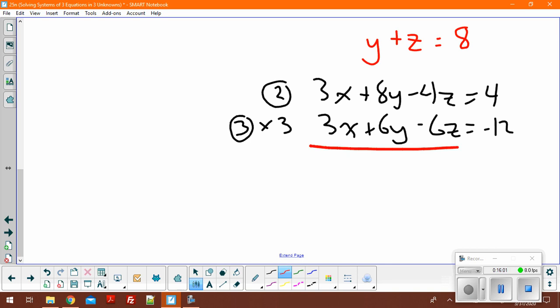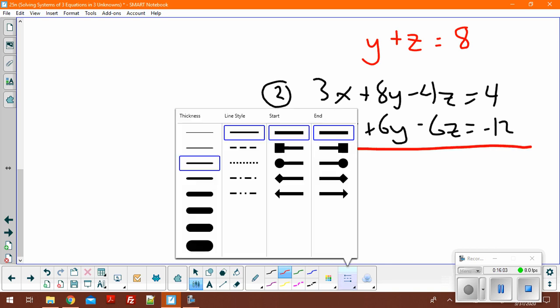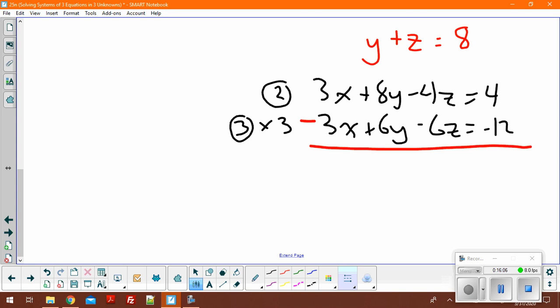Now I will subtract and see what we get. The x's cancel. 8 minus 6 is 2. 4 take away negative 6 is positive 2. And 4 subtract negative 12 is positive 16. A quick thing I'm noticing is that these are all divisible by 2, so I'll go ahead and divide by 2 right now. So this is y plus z is equal to 8.